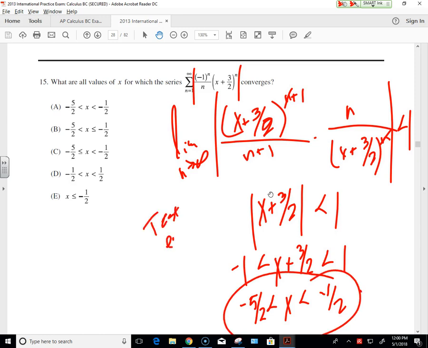Dylan, you'd have to test the endpoints by plugging in. Does that make sense? So then you would go and plug in -5 halves, which would be -5 halves plus 3 halves would be -1 to the n, which would make this -1 to the 2n. That's going to be positive. P series, it's going to diverge. Make sense? But then this one, I think, is going to still be, it's a positive one, so it makes no difference. So then the alternating series converges. Is that okay?